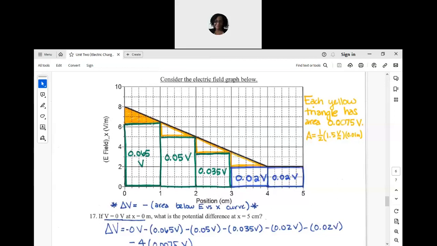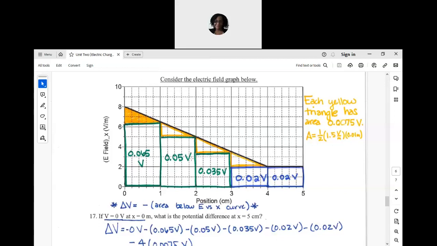So each one of these yellow triangles has the same height, 1.5 volts per meter. It has the same width, or the same base, 0.01 meters instead of just 1 centimeter. So half of that is going to give you 0.0075 volts. I have 1, 2, 3, 4 of these. The remaining sections I can express as rectangles. So now I have a rectangle that has a height of 6.5 volts per meter, a width of 1 centimeter. So when you do your unit conversion, this gives you 0.065.